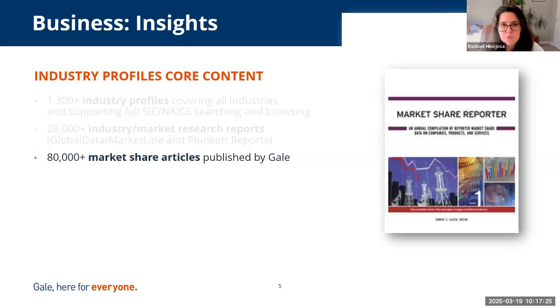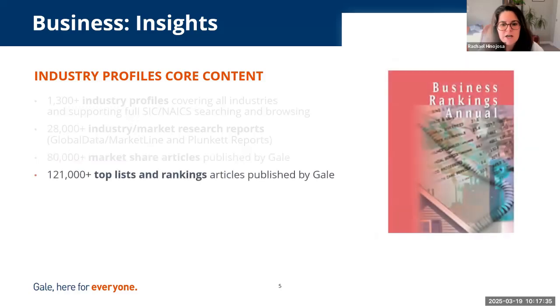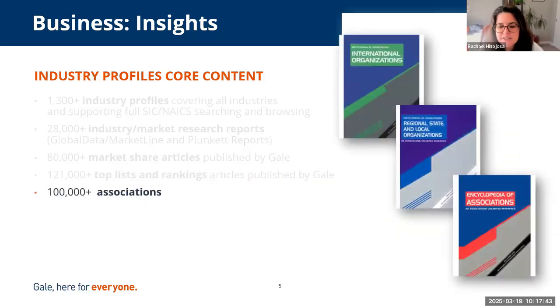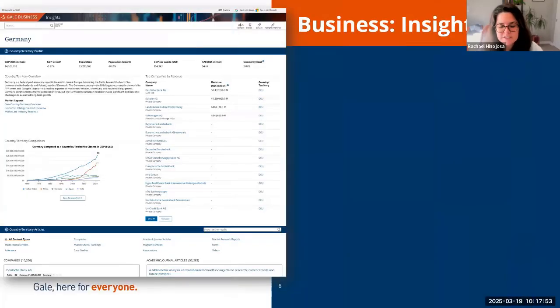Additionally, these industry reports are fed by our library of published business content. This includes things like Market Share Reporter, which includes profiles. We have Business Rankings Annual, which includes top lists and rankings of businesses. Lots of association details from these well-regarded titles, Encyclopedia of Associations, and of course content coming from Market Share Reporter and Business Rankings Annual. So it's nice to be able to have all of that data feeding into and filling out these robust industry profiles.